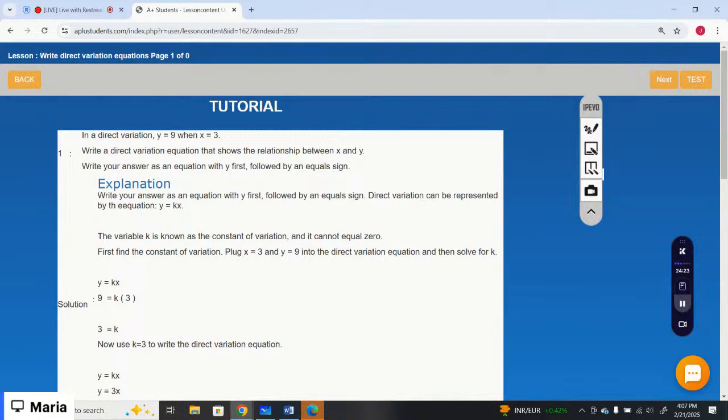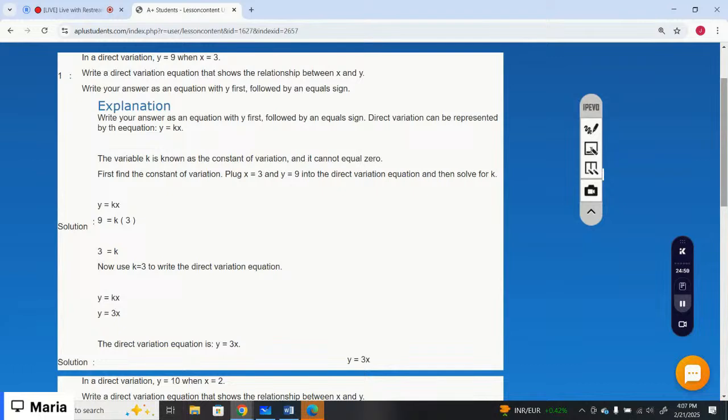Let's just start with the example. In a direct variation, y equals 9 when x equals 3. Write a direct variation equation that shows the proportional relationship between x and y. So the direct variation means if the one value is increasing, the second value is automatically increasing. The variable k is known as the constant of variation and it cannot be 0. That is y equals kx. So y is 9, x is 3, so that means k is 3. The equation is y equals 3x.